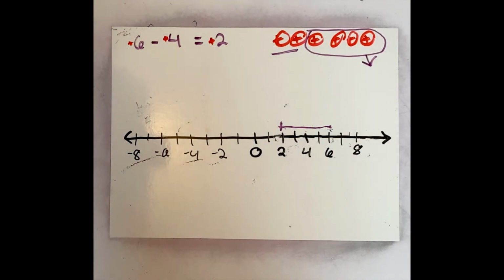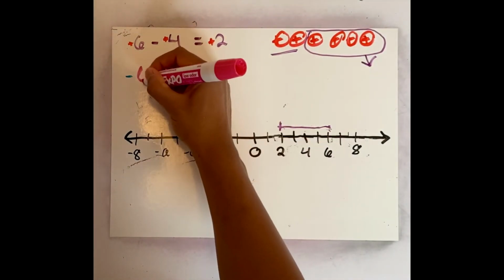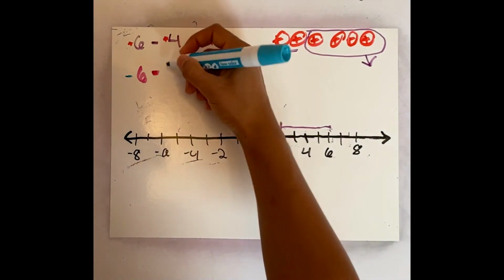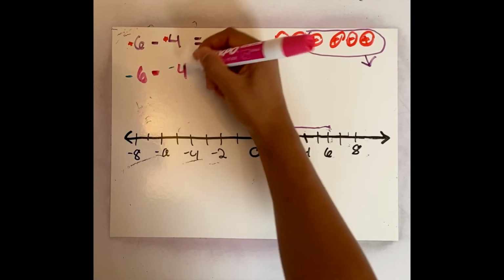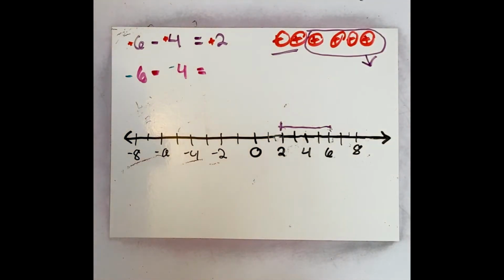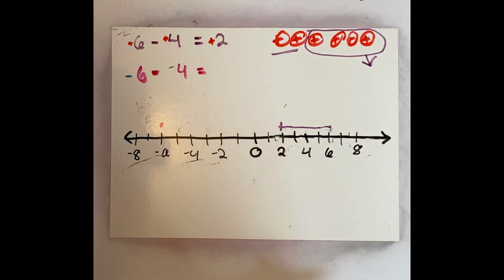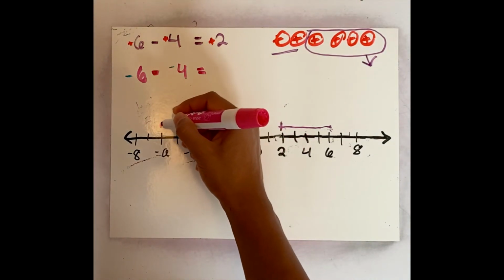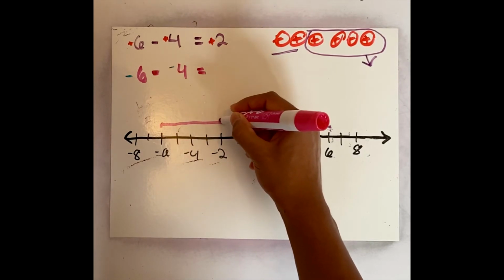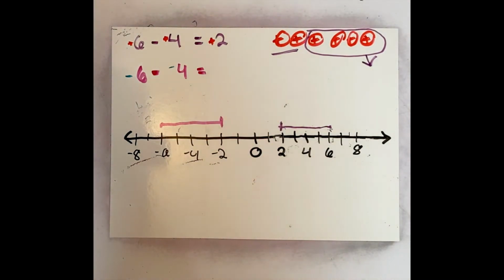So let's do an example like this with negative numbers. So negative 6 minus negative 4 equals what? So we're going to do the same thing. We're at negative 6 here, but now we're going to take away 4 negatives. And last time when we took away 4 positives, we moved left. But with negatives, you can think of it as being slightly opposite. So from negative 6, we have 6 negatives, we need to take away 4 negatives. So therefore, we're going to move right on the number line this time. 1, 2, 3, 4. And here we end up with negative 2.